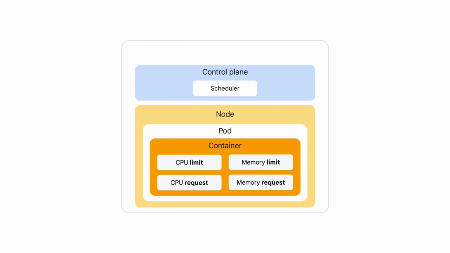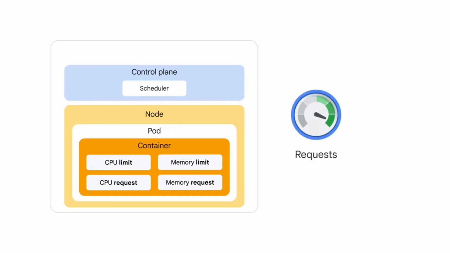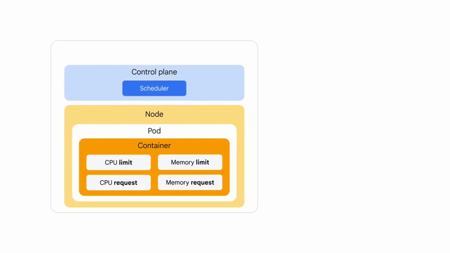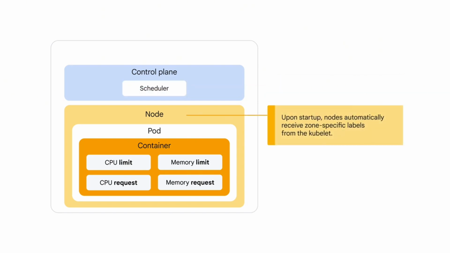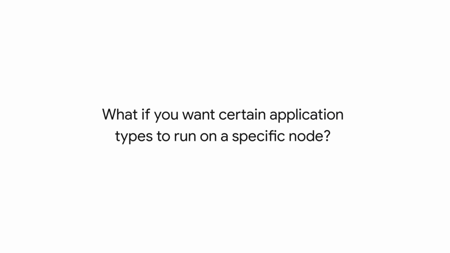To identify the appropriate location to place a pod, GKE uses a pod's specifications, like resource requests and limits. Then the scheduler automatically spreads pods across nodes within their capacity limits. Upon startup, nodes automatically receive zone-specific labels from the kubelet. This ensures accurate tracking even when nodes span across compute zones. But what if you want certain application types to run on a specific node?